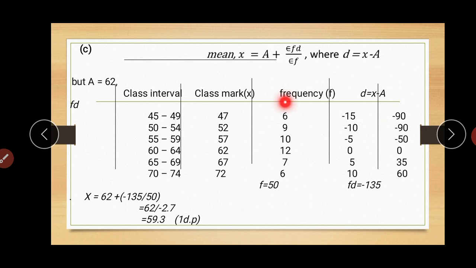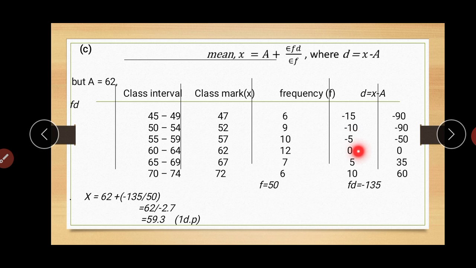Now let's look at this together. We know this. Let's go to D. D equals x minus a. That means they have given us a to be 62. So you now go and subtract: 47 minus 62 gives us minus 15. X minus a, 52 minus the assumed mean given. So you get a deviation column.